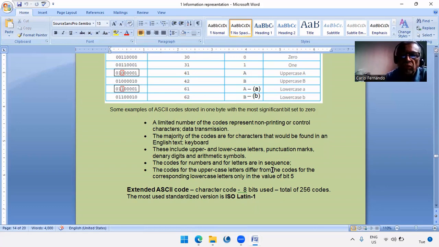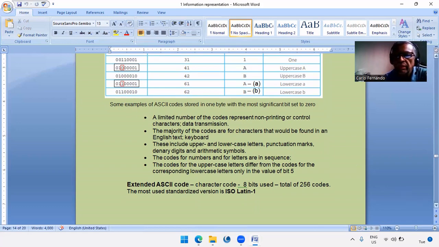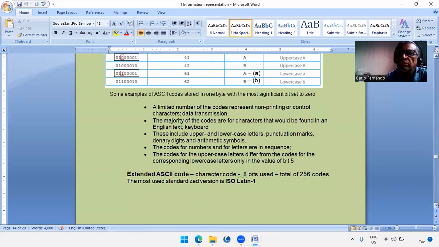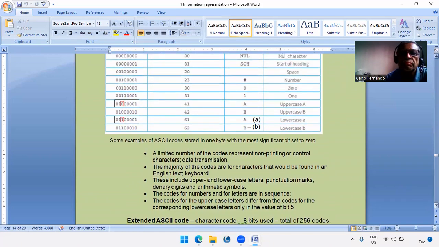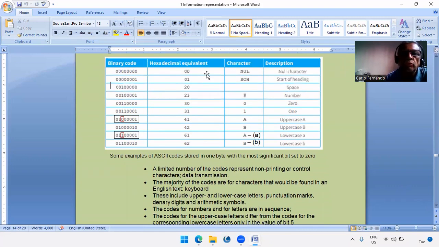The codes for numbers and for letters are in sequence. So they are in order. In sequence means for A, this, then B, one by one it is going on. This value, what is this value? That is a hexadecimal value. This is a hexadecimal value. And you have the denary value as well.